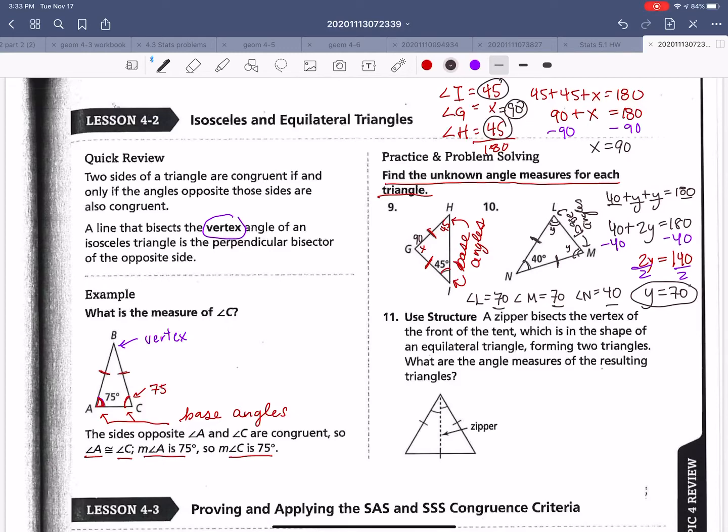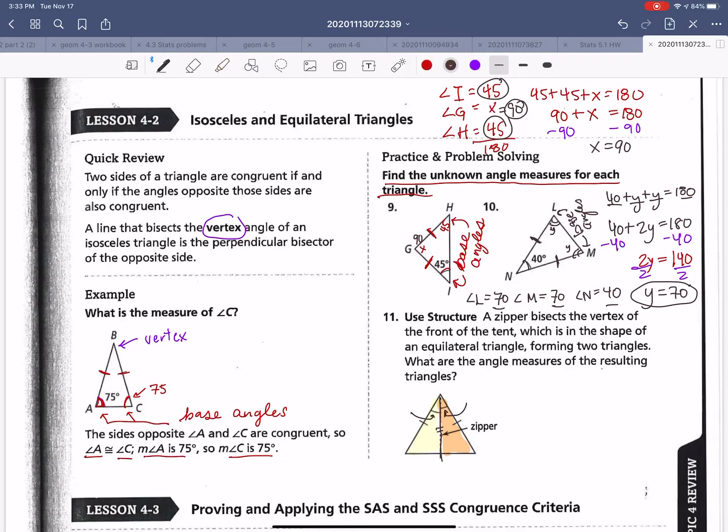So let's take a look at question number 11. It says a zipper bisects the vertex. So if this cuts this in half, that makes this angle and this angle equal to each other. And so we actually notice that the triangle on the left, if I think of this as different triangles, this one is congruent to this one because of side angle side. But we haven't gotten to that yet.